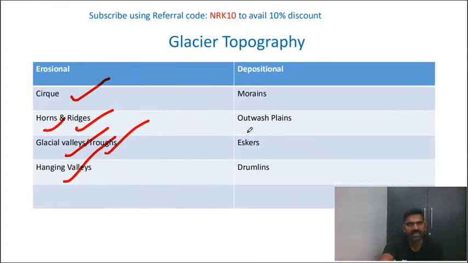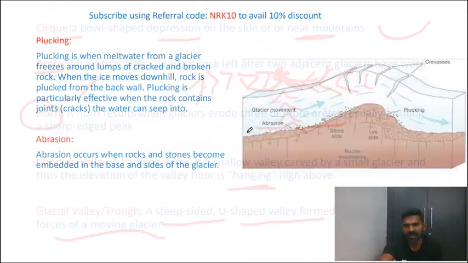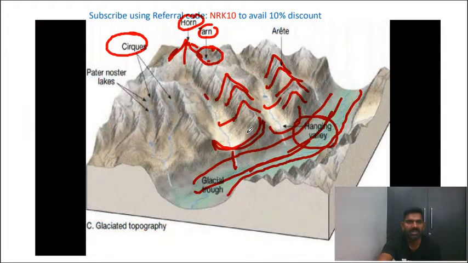Next, glacier topography that we discussed today, right? One is because of plucking, one is because of abrasion. And what are the different glacier topographies? Cirques, arêtes, horns, hanging valleys, glacial valleys or glacial troughs. All these are nothing but erosional landforms of the glaciers.